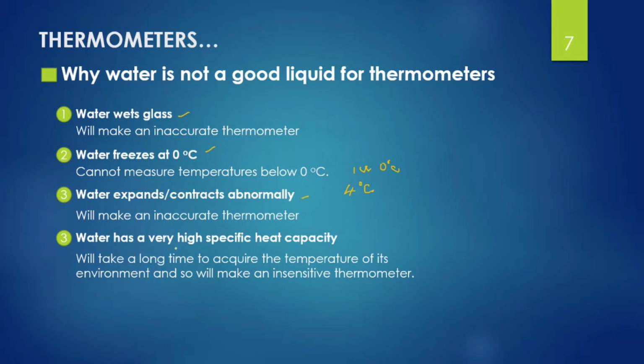Water has a very high specific heat capacity. In our subsequent lessons, we will see what heat capacity is. So with this very high heat capacity, water takes long to acquire the temperature of its environment, so it will create a thermometer that is not very sensitive.